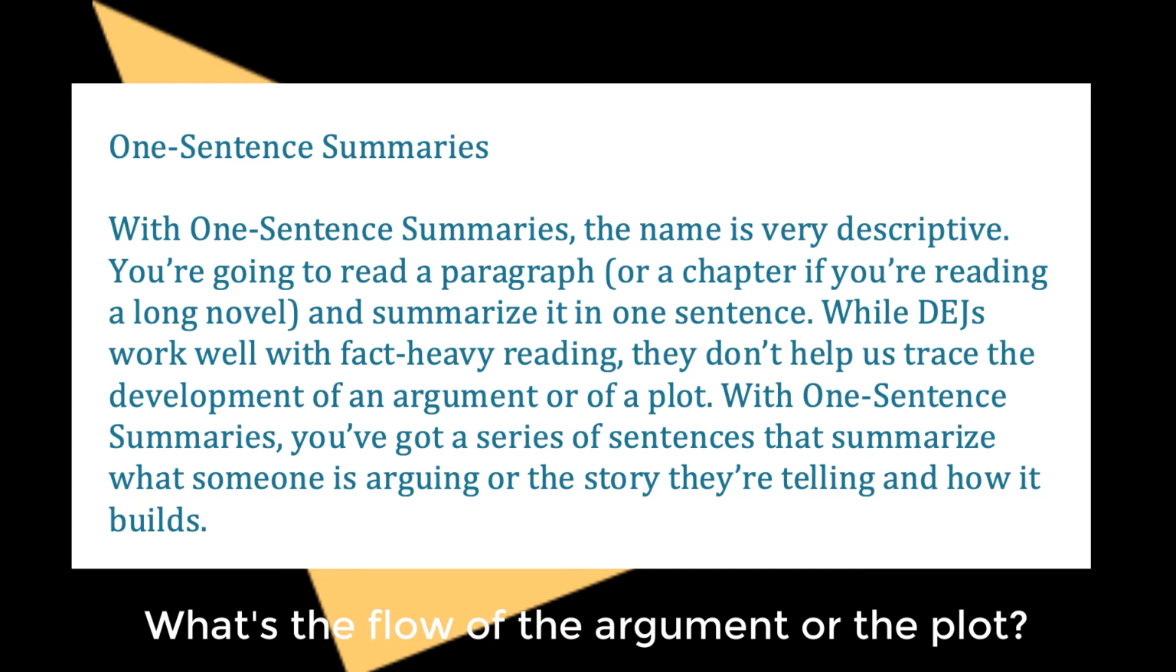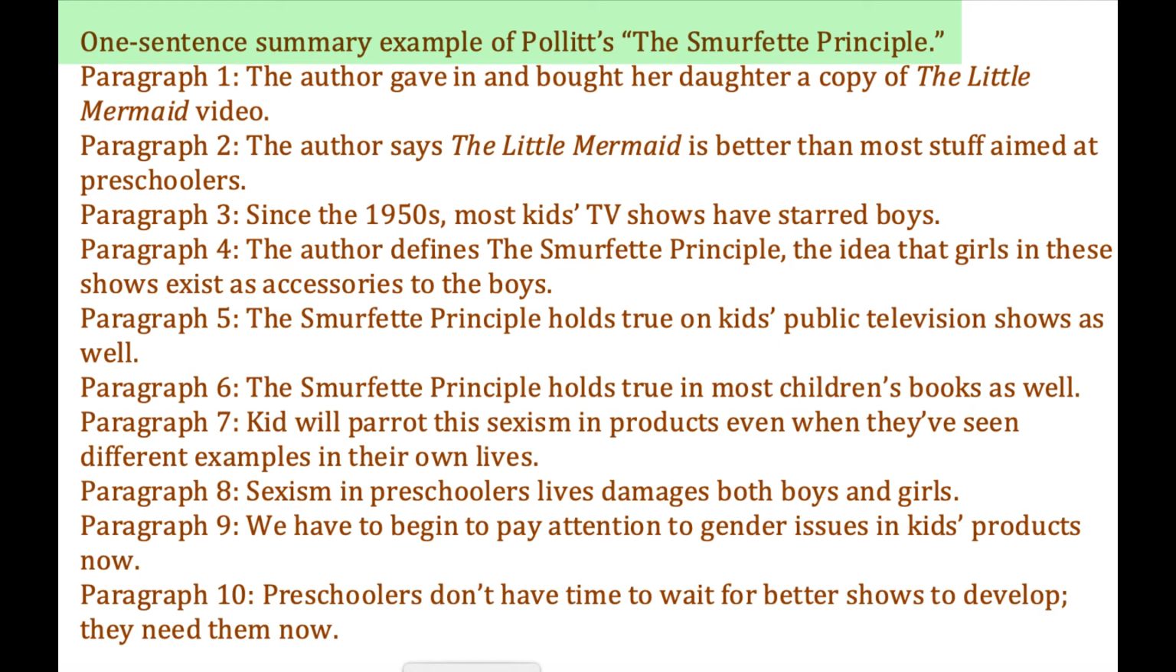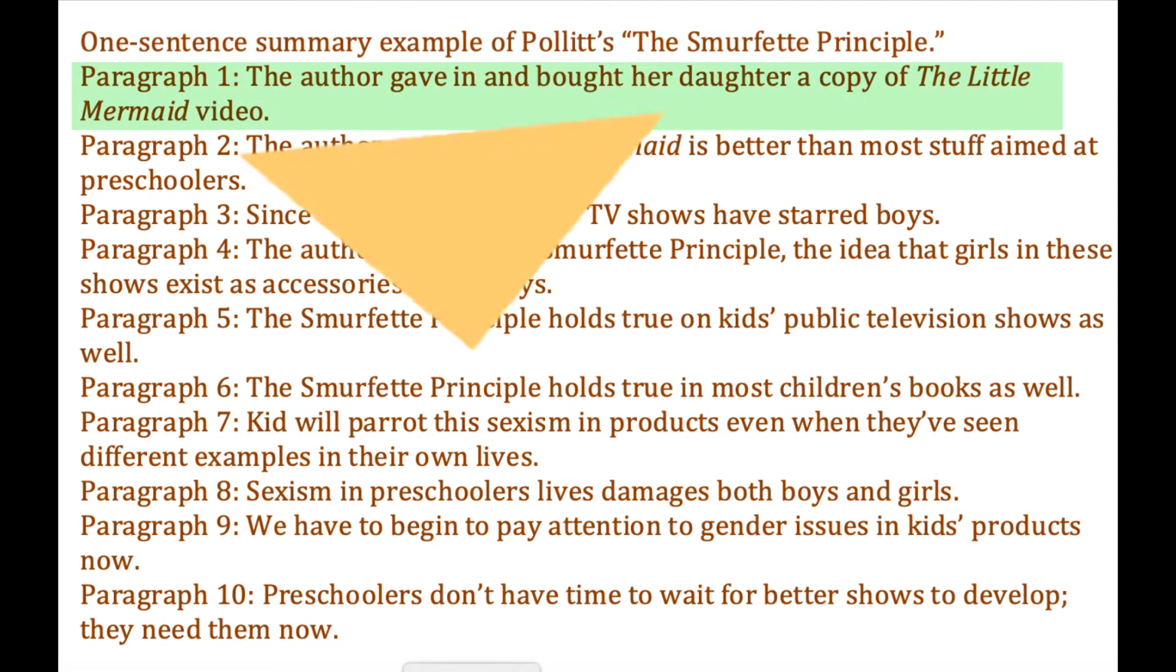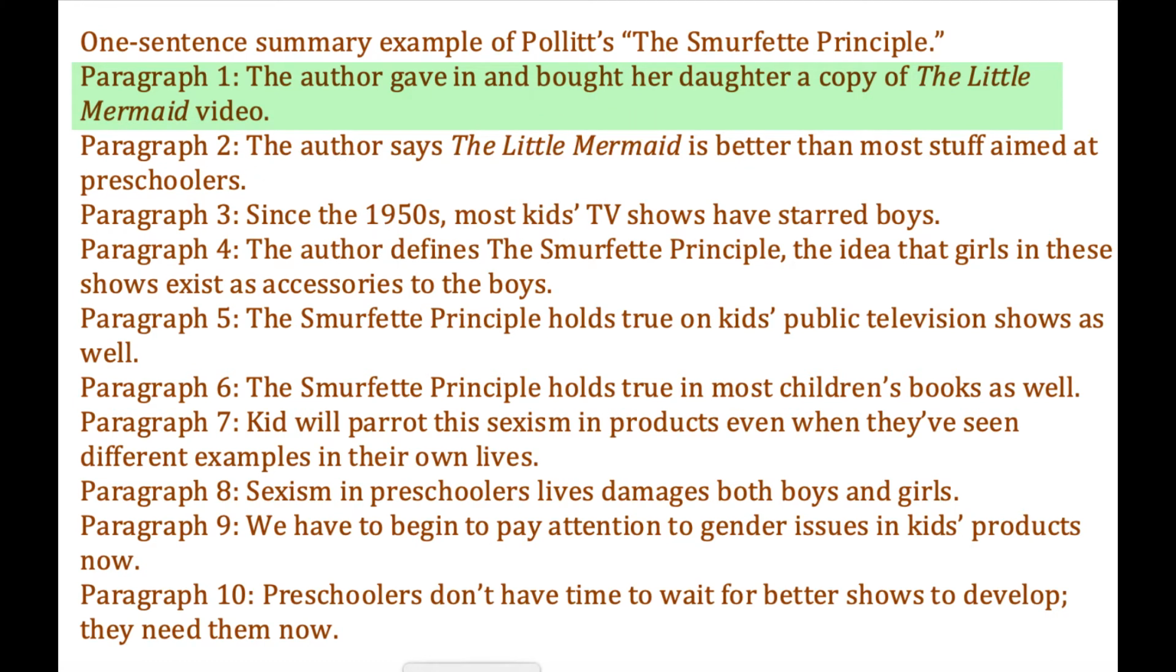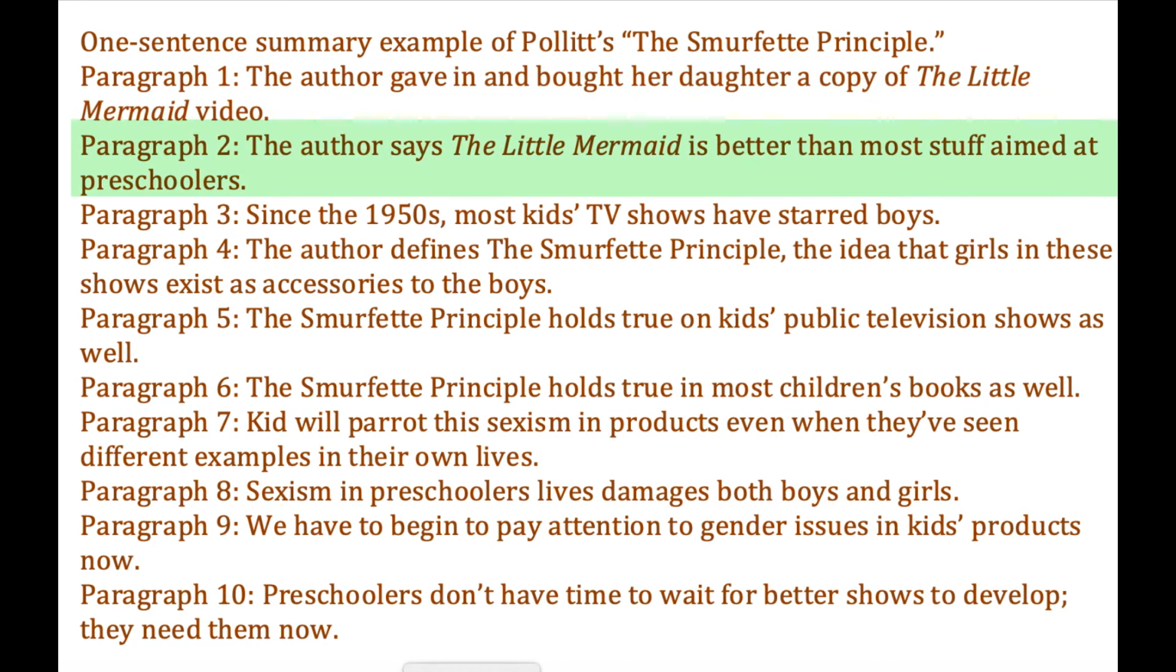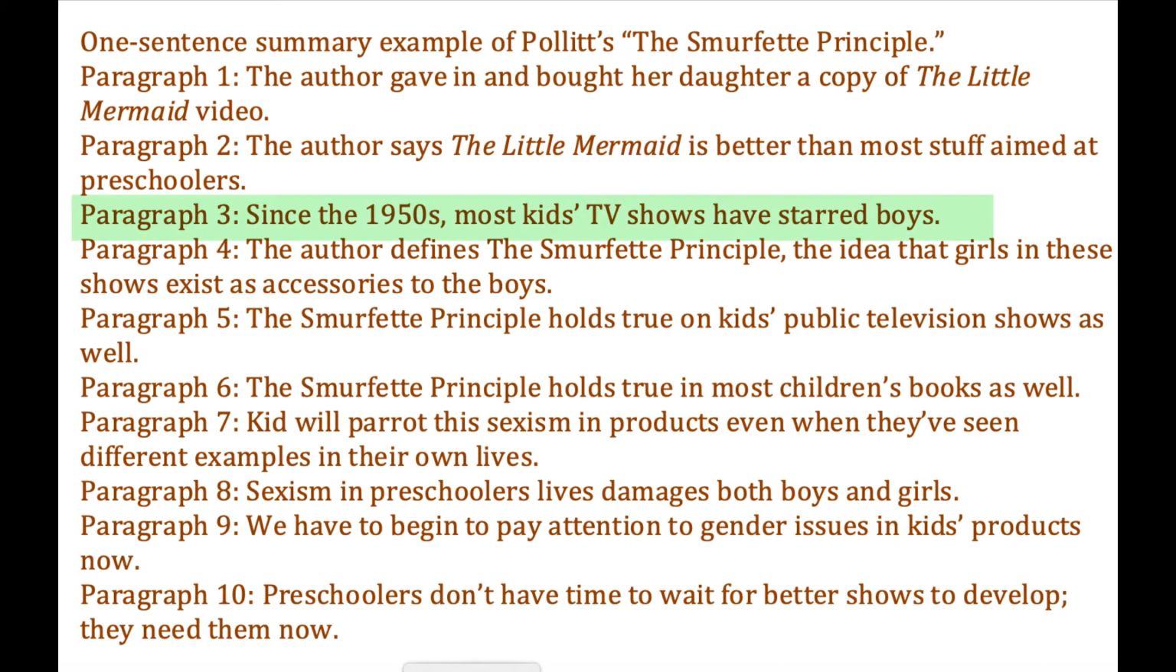So if we can look at an example of one-sentence summaries, I have done one-sentence summaries for Pollitt's Smurfette Principle. You'll see paragraph 1, and if you go back and compare with the article, in the first paragraph, she really sort of says, I bought my daughter a copy of The Little Mermaid. This is why I had held out. Paragraph 2, she says, Little Mermaid's better than most stuff. Paragraph 3, she's saying since her childhood in the 1950s, most kids' shows have starred boys. So in those 3 paragraphs, the author is really sort of establishing the problem.